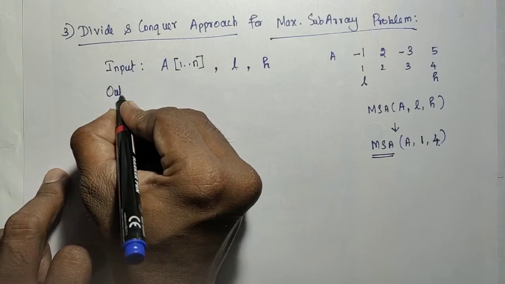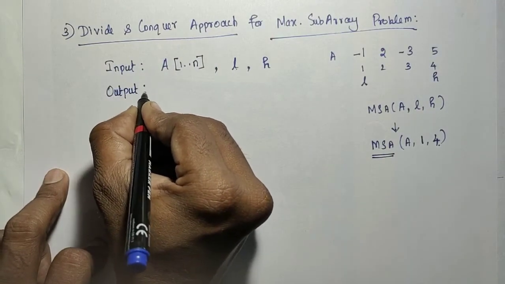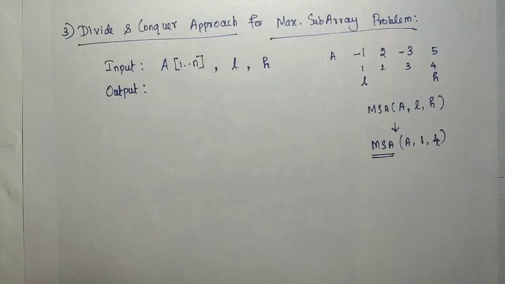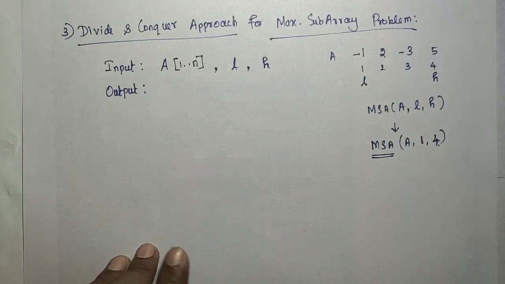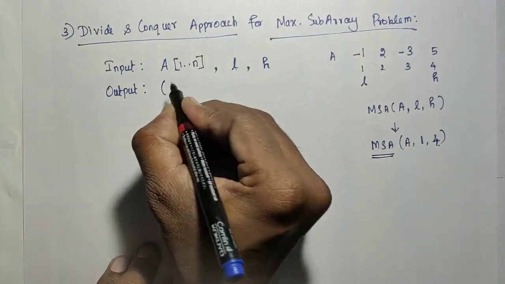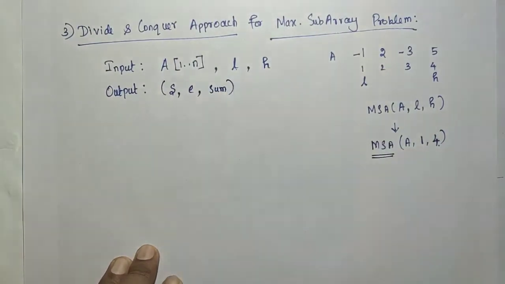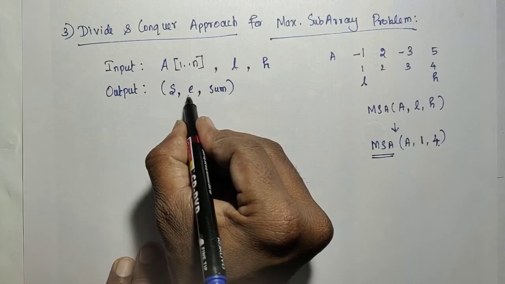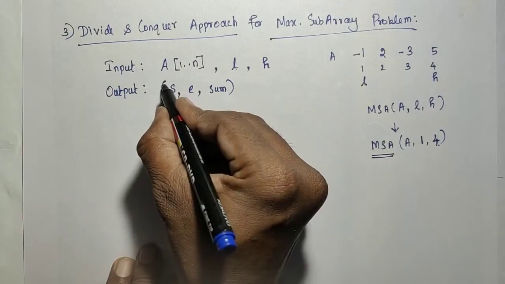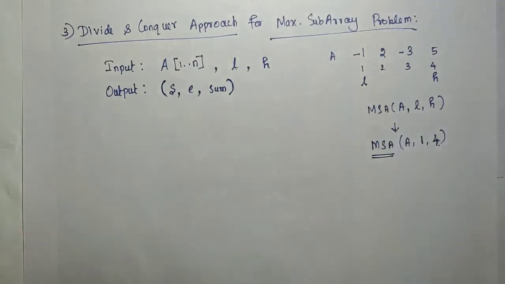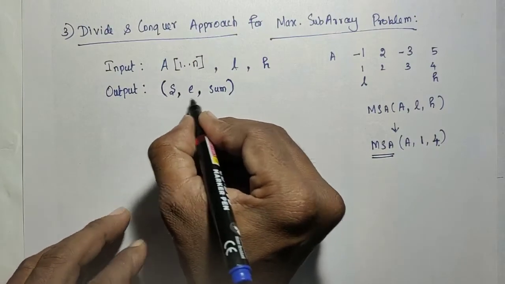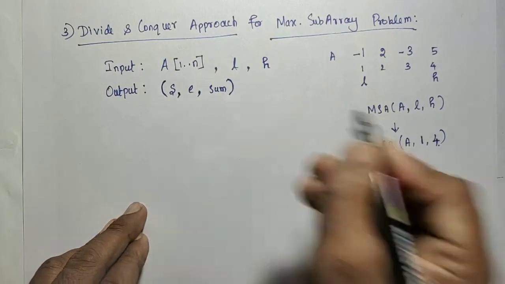So the output is nothing but the range and the summation. We know that the maximum subarray output is the maximum summation and the range from and to. This is going to be given in the format of start, end and then sum. So from S to E, what is the maximum sum. Instead of returning just the maximum sum, we are going to return 3 values: starting index, end index with the corresponding sum.